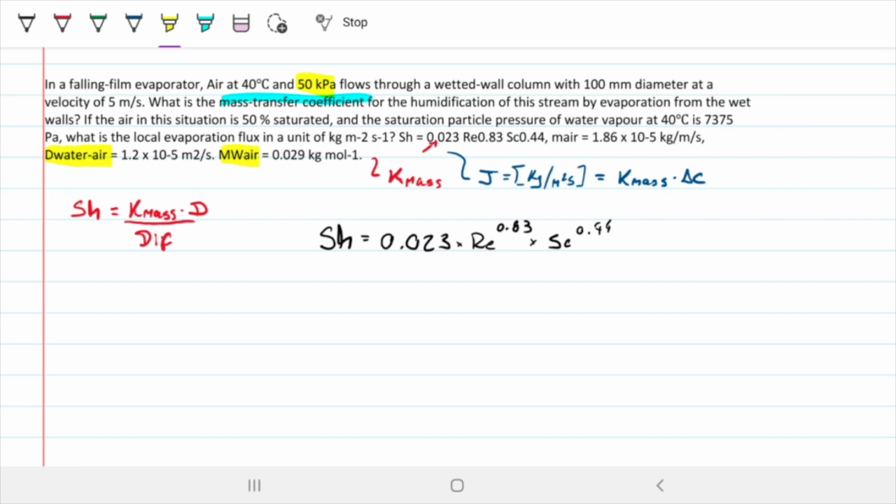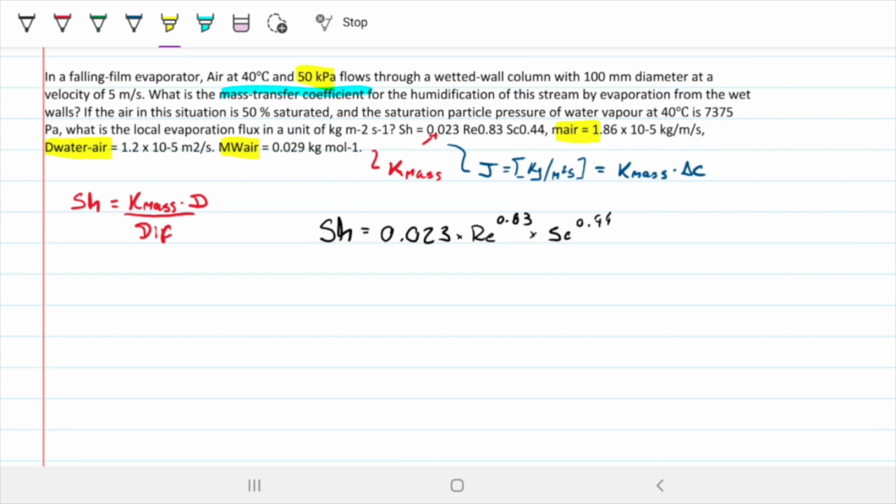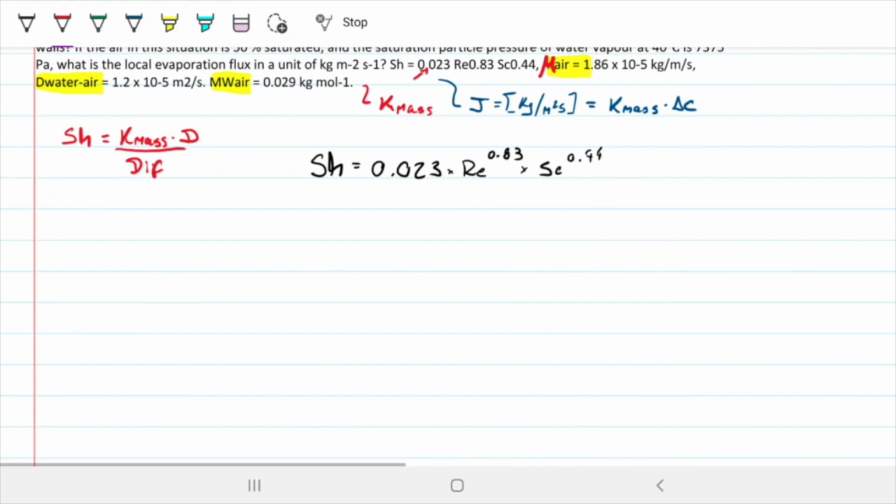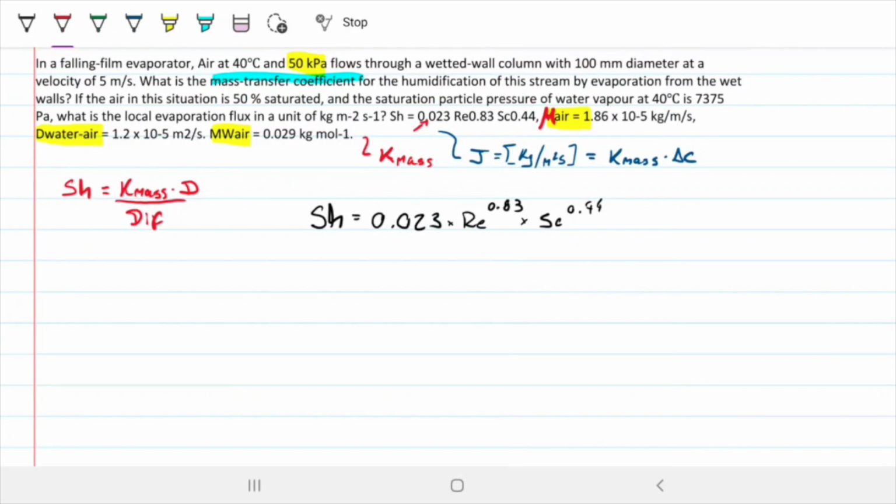If we get concentration in moles per meter squared seconds, we can convert that back into kilograms, which is going to be useful. We're also given this, which looks like M of air, but it's supposed to be the dynamic viscosity of air. So that will be mu as opposed to M. That's why it became an M when it went to text. All right, so we have everything we need.